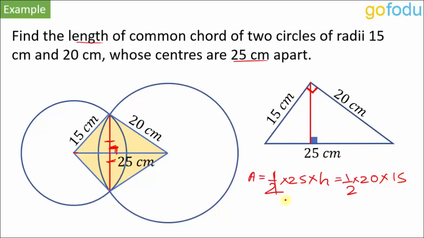Half and half get cancelled. 5 5s are 25, 5 3s are 15, 5 4s are 20. So h is nothing but 12 centimeter. So this part is 12. That means the length of complete common chord will be twice of 12, that is 24 centimeter. So we used a very important trick here, that is equating areas of same triangle obtained from two different ways.